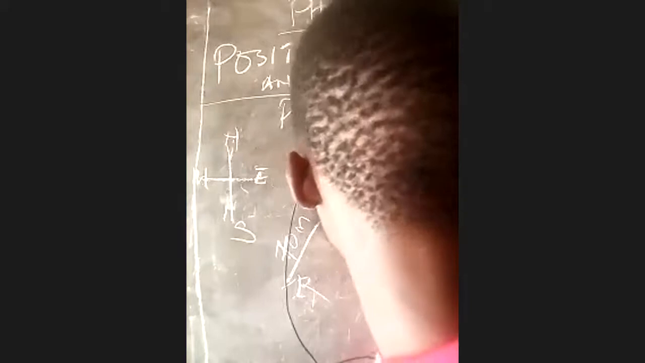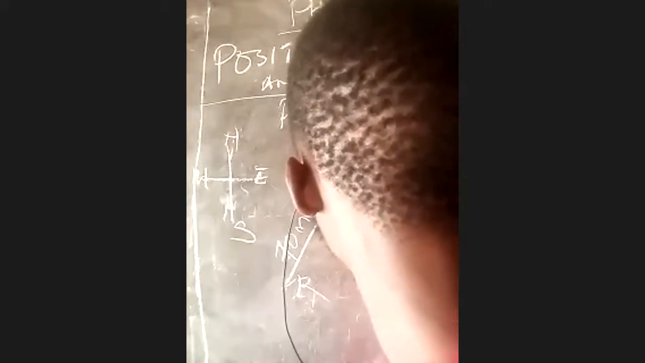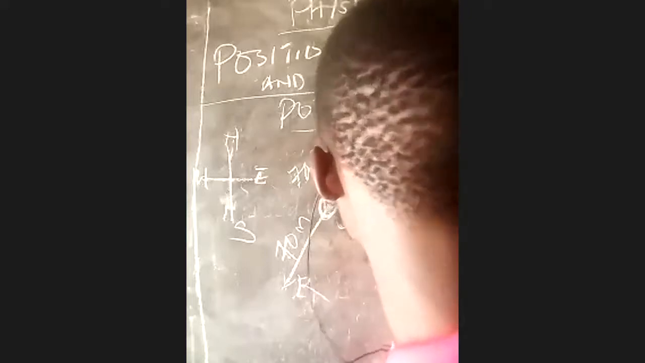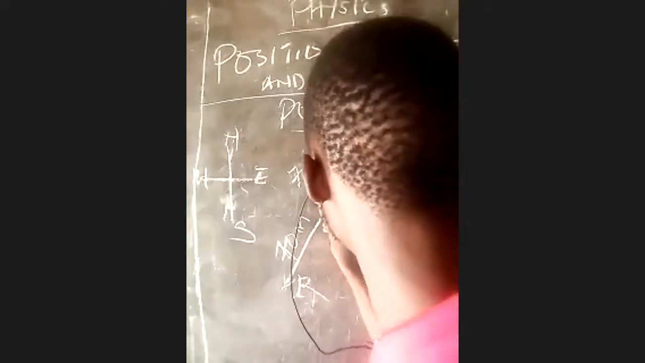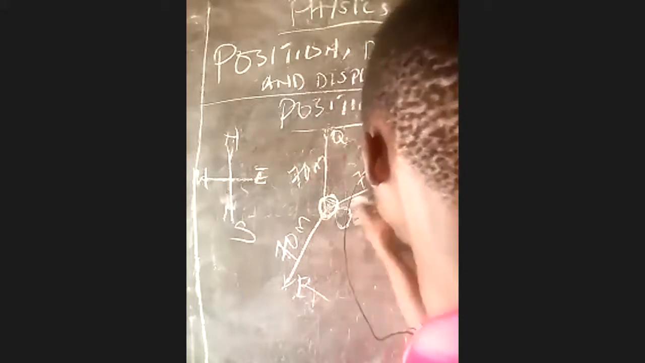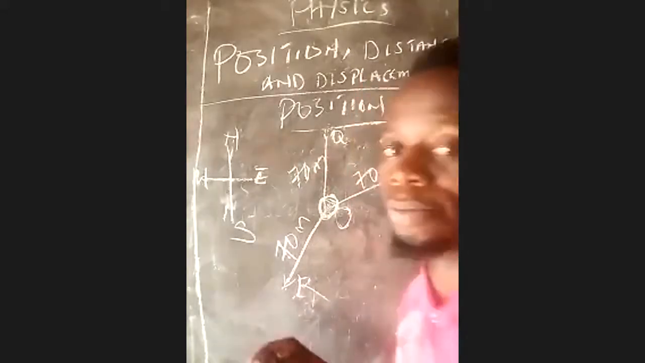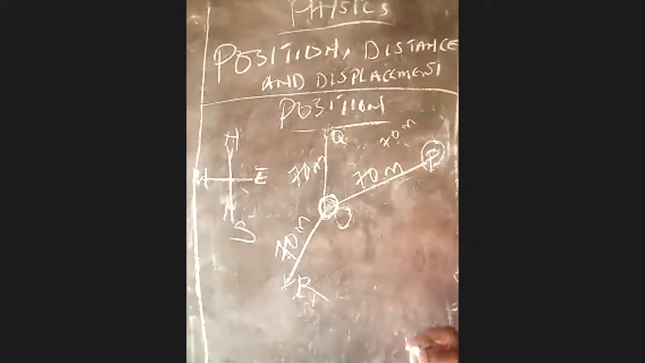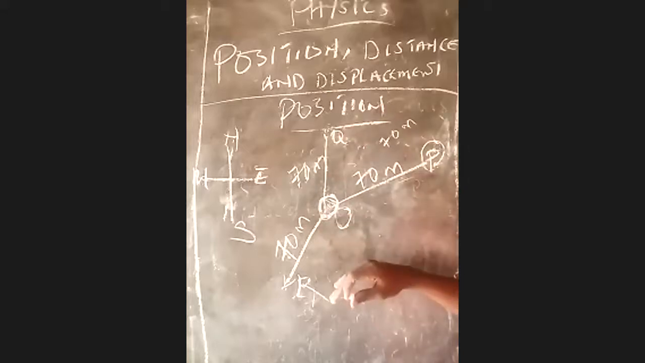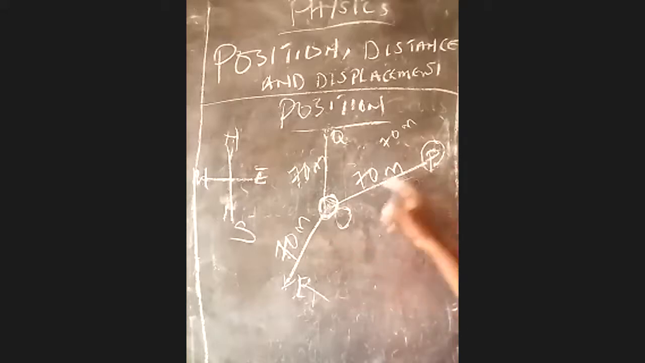Now, for instance, when a body moves from point O to point P, which is the position, the movement of the object from point O to point P is the distance. The distance is determined by the final position and the initial point of an object.